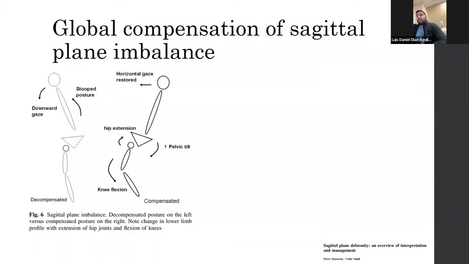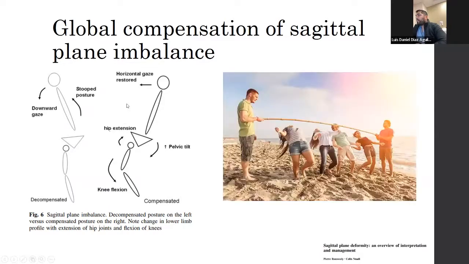And so by putting it all together, we can look at this model where they have this, for whatever reason, kyphosis. They have this downward gaze, stooped posture, and then they attempt to compensate. They're extending their hips, they're rotating their pelvis, they're flexing their knees, and finally, they are able to restore their gaze. Such an example can be seen here in the UCSD neurosurgery clinic.